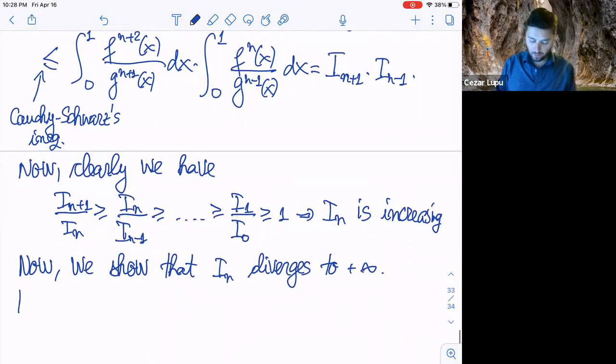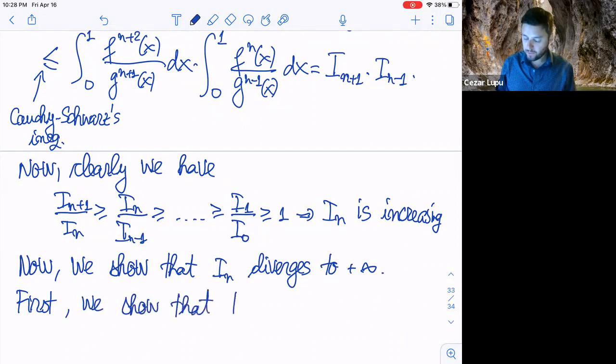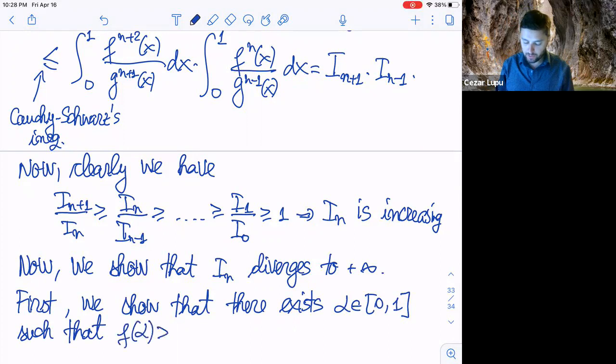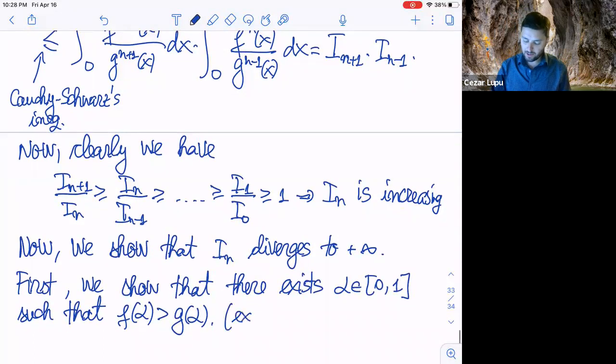First off, let's show that there exists an alpha, let's say in (0, 1), such that f of alpha is strictly greater than g of alpha. Anyway, I think this is quite easy to see. Maybe I'll leave it to you as an exercise. But let me just verbally tell you.